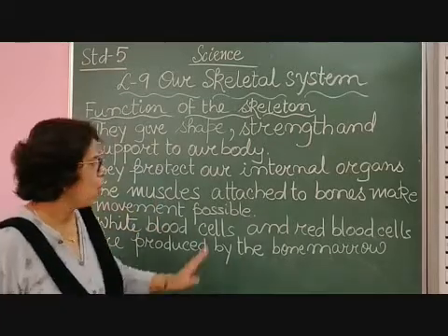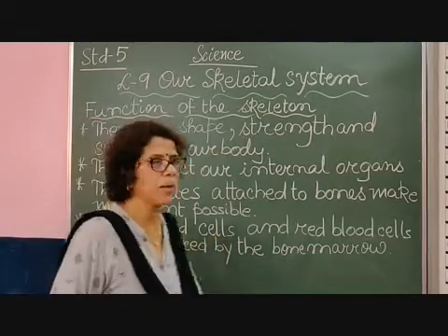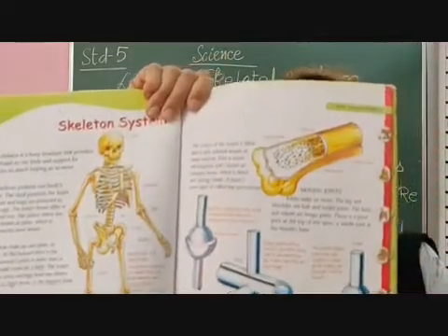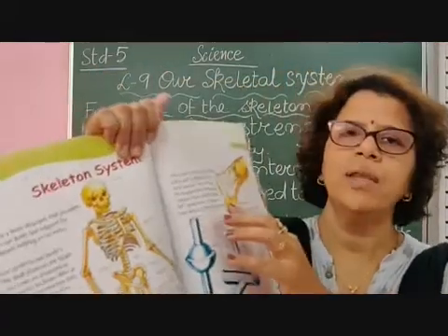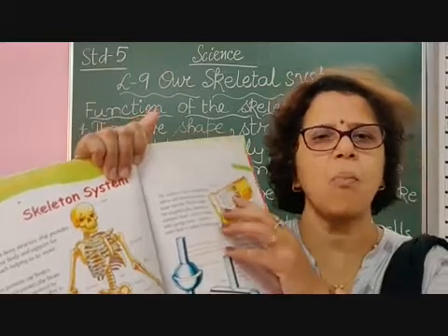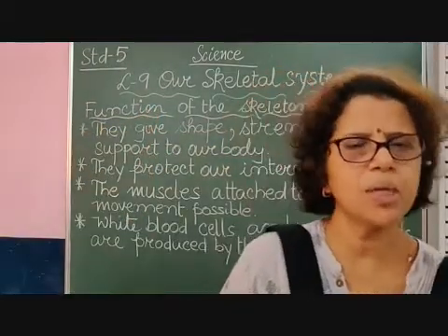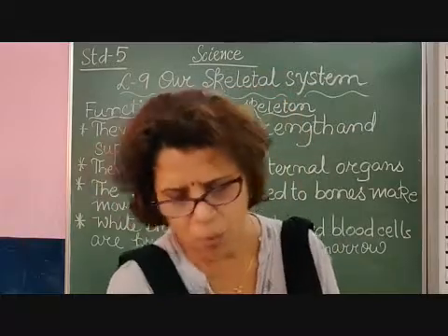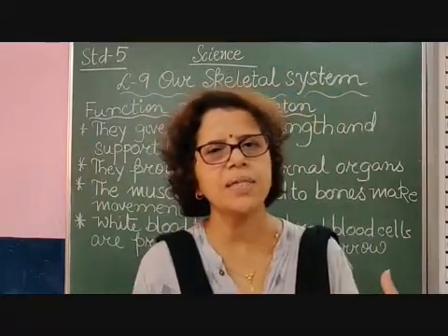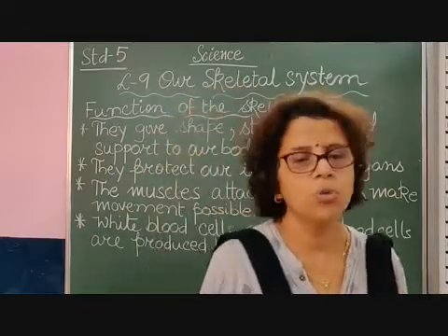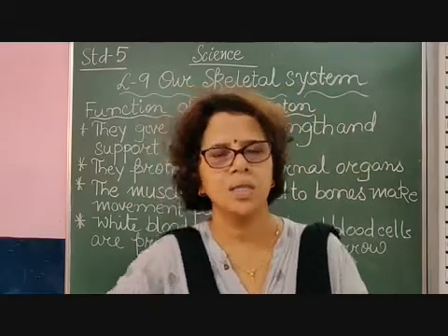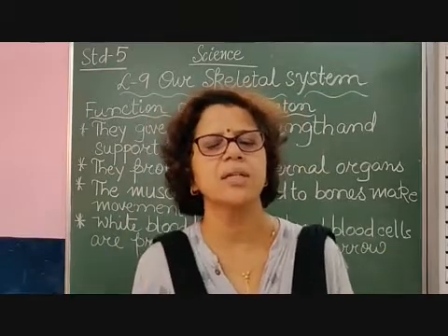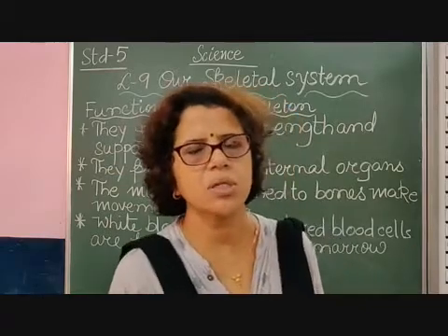Then the next point is that white blood cells and red blood cells are produced by the bone marrow. I had already shown you what bone marrow is, children. You remember that bone marrow I showed you? It's a hollow bone where there is some soft fatty material which is called bone marrow. Bone marrow is very important because it produces two important cells, that is white blood cells and red blood cells. Now children, remember the function of red blood cells is to transport oxygen to your body. As you know, blood is circulated, blood is pumped, and that oxygen is carried throughout the body, and that's why we need to breathe in oxygen.